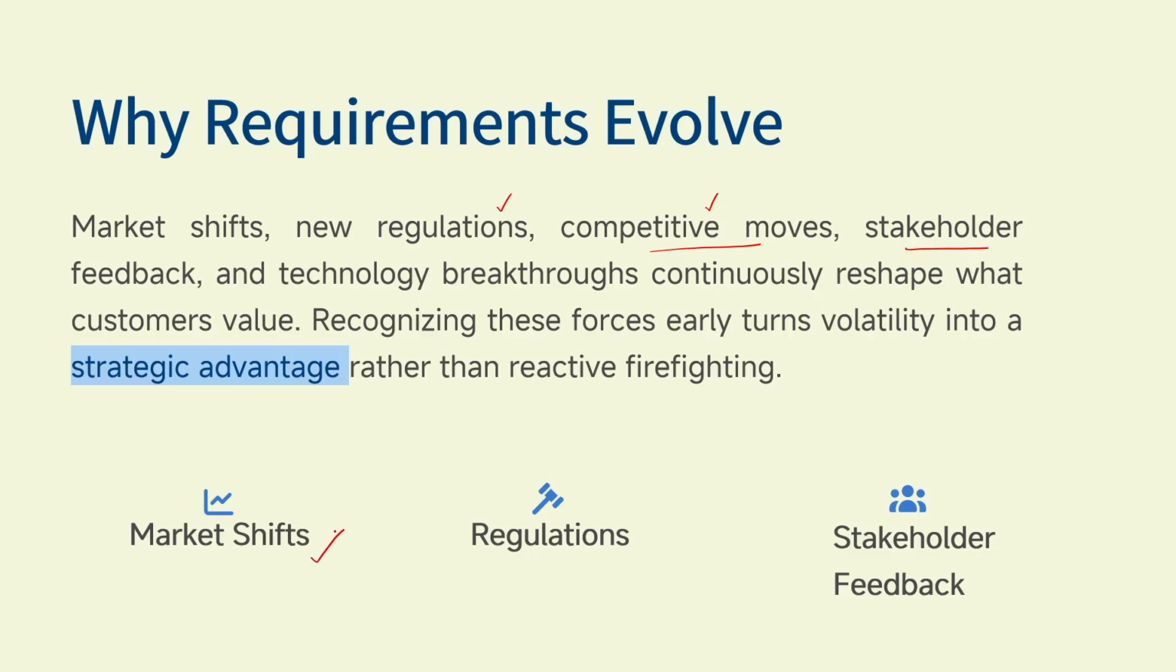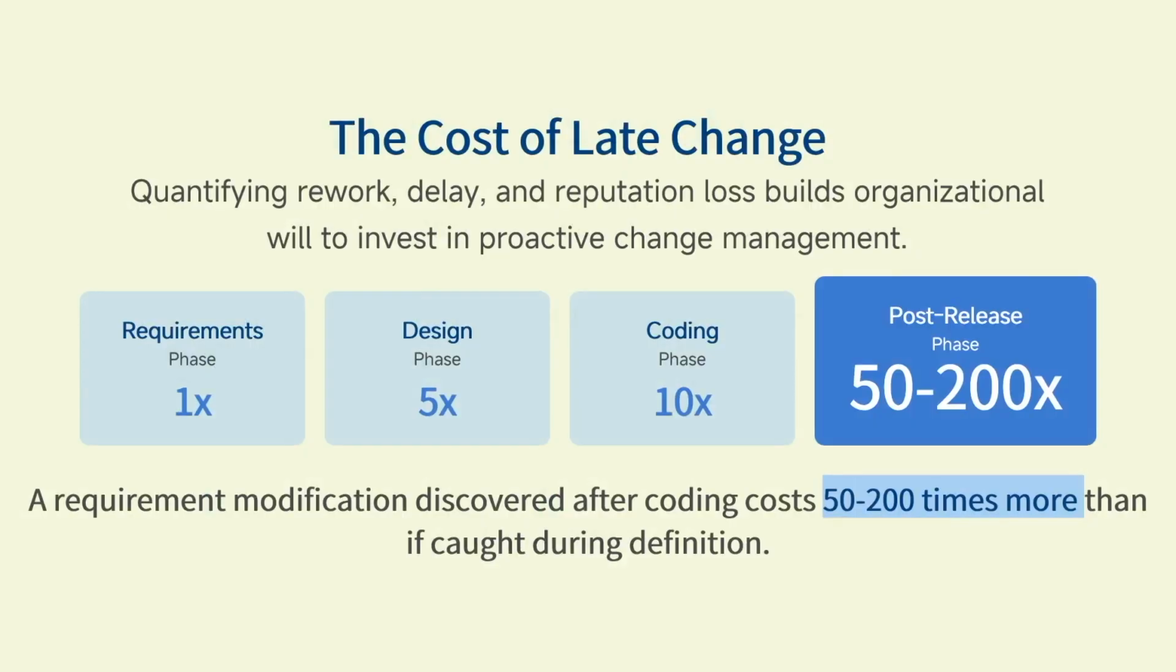The main things with respect to requirements evolving are the market shift, the regulatory changes and the stakeholder feedback, where the stakeholder feedback has much more priority when compared. Why? Because the stakeholders are the people who have given the project or are going to use the project. So, they have much more importance with respect to the requirements and their involvement.